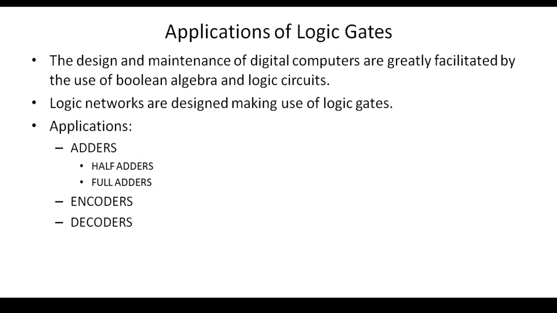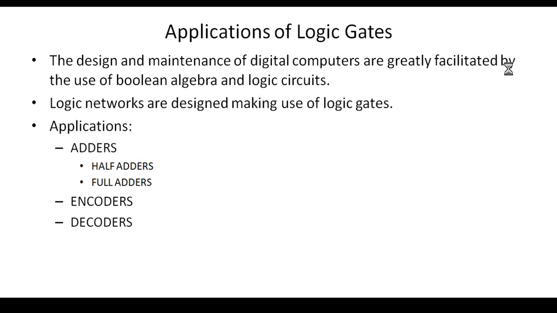Logic networks are designed making use of logic gates. So if you are going to use some networks logically, the designing part will be done using these logic gates. Those are the applications of logic gates. We are going to specifically discuss adders. Under adders you have two types, half adder and full adder, and then the other two are encoders and decoders. These are the applications of logic gates, which are used to design logic networks.